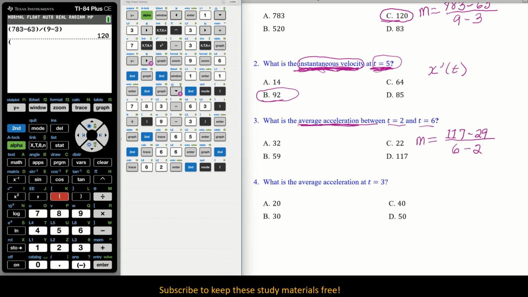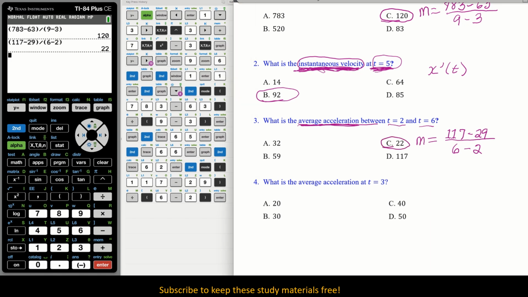Okay, so now I can back out of that and just enter it in the calculator. Okay, so parentheses 117, subtract the 29, close the parentheses, divide, open them up again, and 6 minus 2 and close it. Make sure that we have the same thing that we have written down, entered. Okay, yes, and enter, and that is the correct value. It is 22.